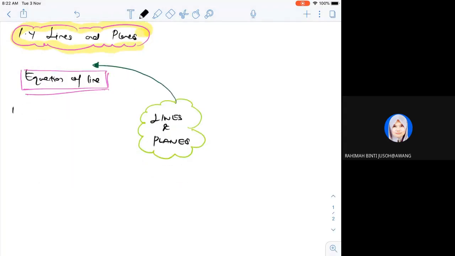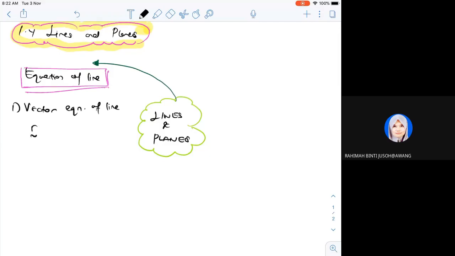Number one, we have vector equation of line. Okay, where we have R tilde, this symbol is for the vector. Okay, R is the position vector equals R naught plus tV. Okay, this is the original equation for a line.